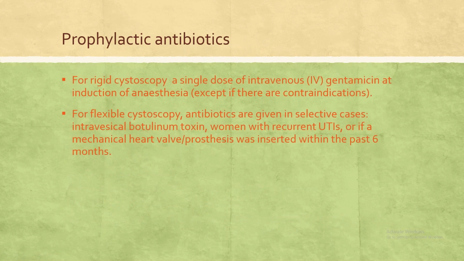Now, what is the role of antibiotics? For rigid cystoscopy, a single dose of IV gentamicin is given at the induction of anesthesia. And for flexible cystoscopy, routinely antibiotics are not required, but they are given in selective cases like intravesical Botox injection, women with recurrent UTIs, or those with a mechanical heart valve prosthesis.